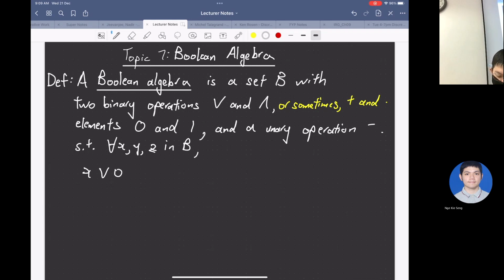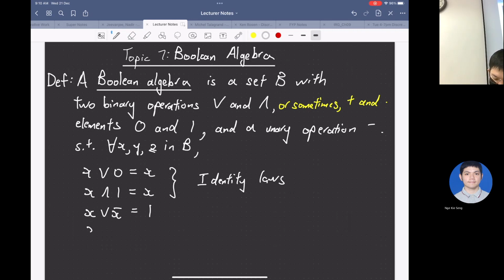So the first law is the identity law. X cap with 0, you get X. X cap with 1, you also get X. So this is the identity law. If you cup with the complement, you get 1. If you cap with the complement, so you should think of it as P or not P is the tautology. P and not P is the contradiction. You should keep those examples in your mind.